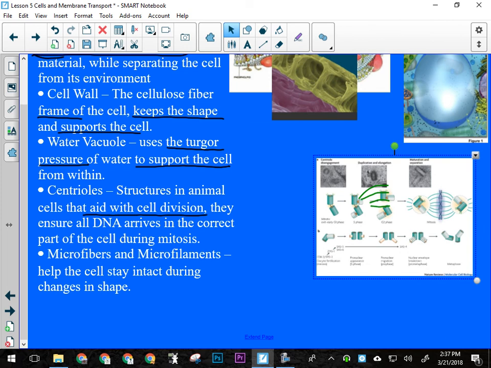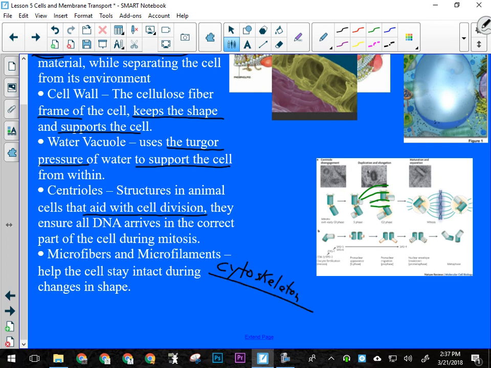All right, and then microfibers and microfilaments, that's the cytoskeleton, right? So we might just want to write cytoskeleton beside that. Okay, and they just help the cell stay intact during changes in shape. Again, they're basically only part of an animal cell.